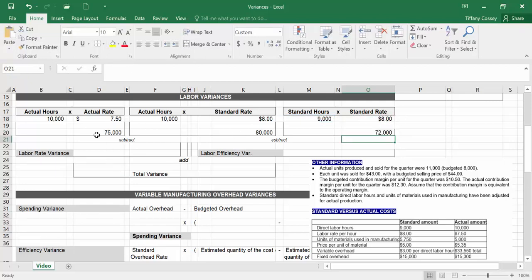Then we just subtract. We subtract from the left to the right. So the labor rate variance is going to be 75,000 minus 80,000. And the labor efficiency variance is going to be 80,000 minus 72,000.